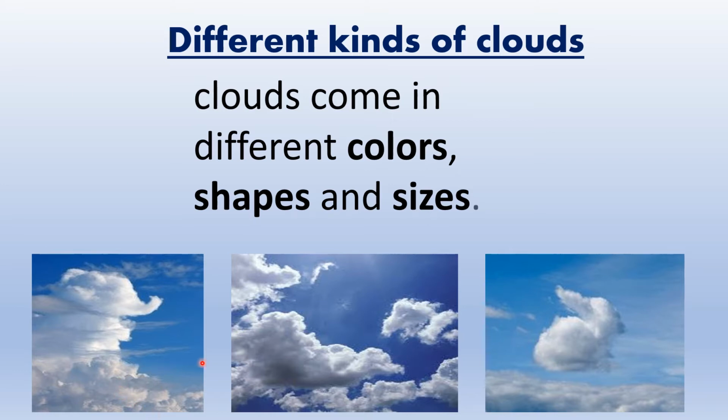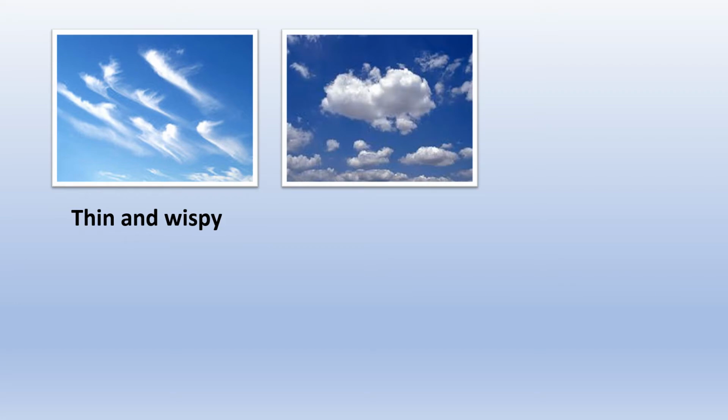Now look at these pictures. First cloud shaped like an elephant. Next one, they are grey clouds. Last one, it's shaped like a rabbit. If you observe the sky carefully, you can find those clouds. There are more different kinds of clouds.